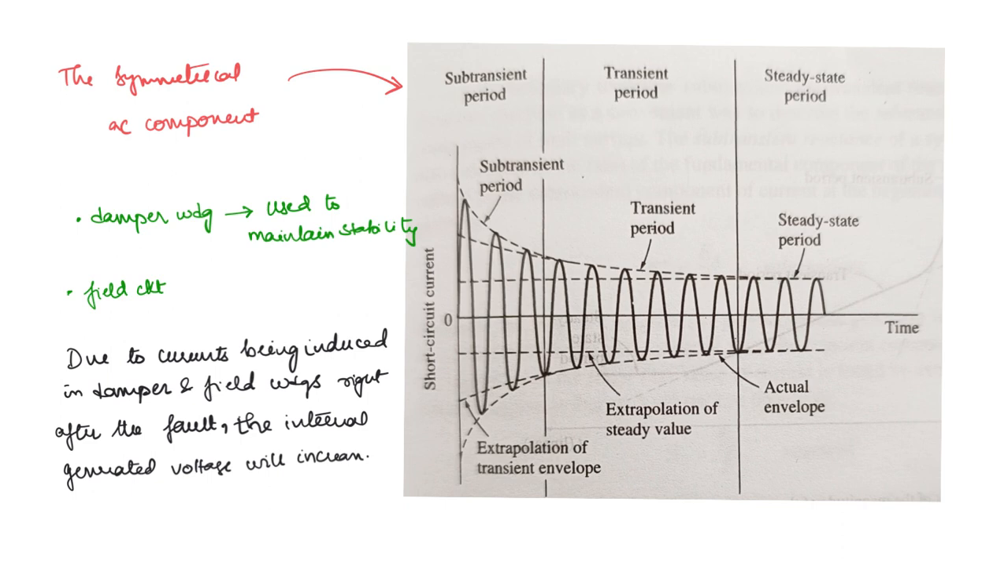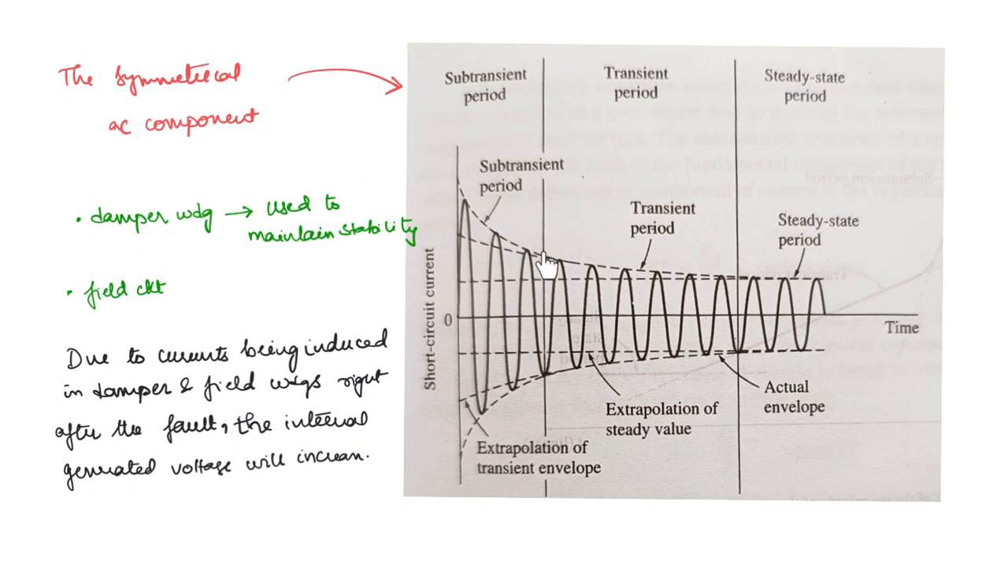Remember, when the short circuit is occurring, the impedance is not changing, right? But the internal generated voltage is very, very high initially. So that is why current will be high. Over time it will reduce. What will happen in the transient period is that the current in the damper winding will decay. This damper winding current will decay faster than the field winding current.